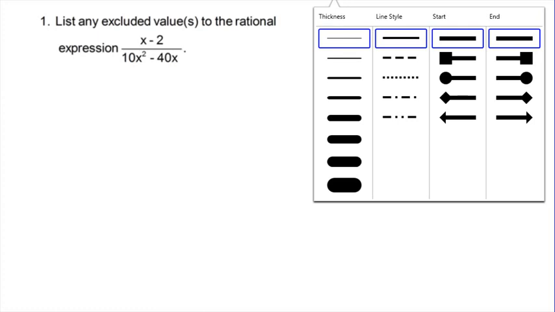Okay, problem 1. We have here, it says list any excluded values to the rational expression x minus 2 over 10x squared minus 40x. To find the excluded values, what we have in play here is the principle that division by 0 is not defined in math or in algebra. So if we set our denominator to not equal to 0, sometimes people like to set it equal to 0. I like to set it to not equal to 0 to remind us that we're looking for excluded values.